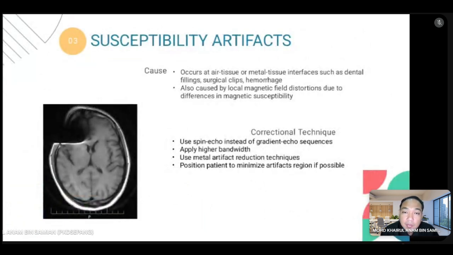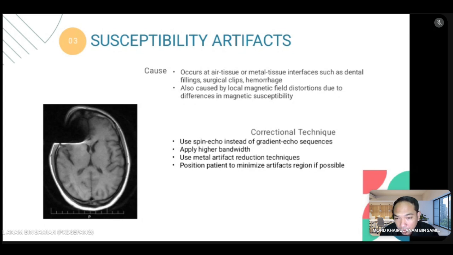The next artifact is susceptibility artifact. It occurs at air tissue or metal tissue interfaces such as dental filling, surgical clip, or hemorrhage. It may also cause local magnetic field distortions due to differences in magnetic susceptibility.